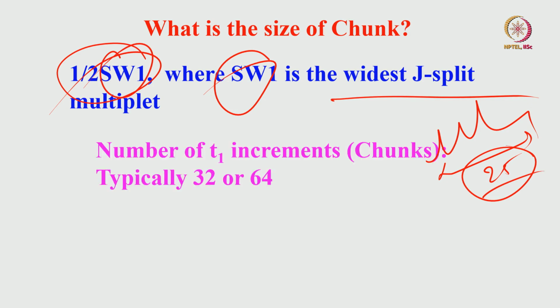So the number of T1 increments also depends upon how many chunks you want. Usually, as I told you, it cannot be more than 32 or 64. 64 also is too much. Around 32 chunks or so we collect, concatenate the FID and start collecting the signal. This is how it is done indirectly. That is one type of experiment.